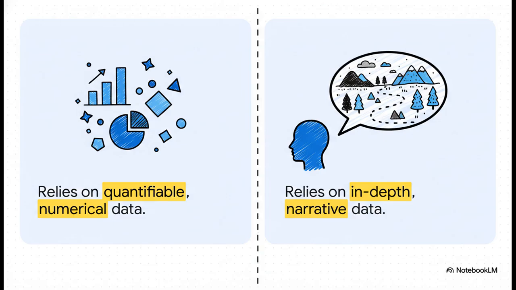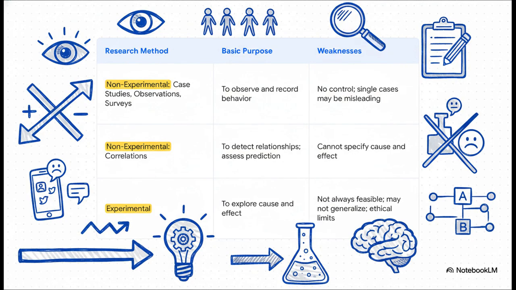Are you going to be counting things, measuring things, getting hard numbers? That's quantitative research. Or are you going to collect rich, detailed stories and experiences? That's qualitative. Basically, it's the difference between numbers and narratives. Okay, let's break down the main tools here. First up, you have non-experimental methods, things like case studies or surveys. Their whole purpose is pretty simple, just to observe and record what people are doing. The weakness, you have zero control over what's happening, so it's really hard to draw any firm conclusions.